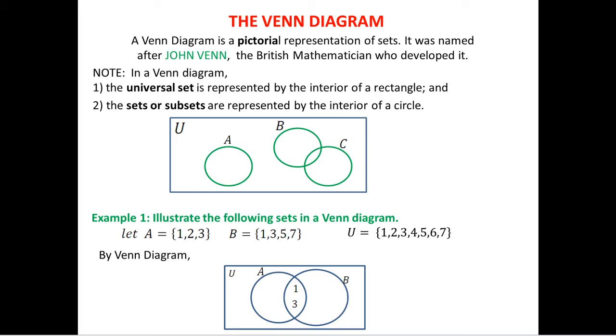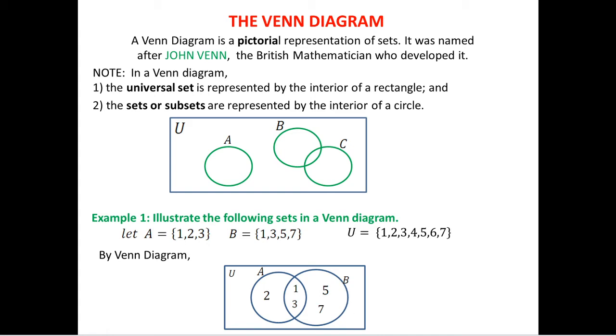And also, set A has the number 2. So we write 2 in set A, which is not part of the intersection. And also, in set B, we still have numbers 5 and 7. Okay, so we write those numbers inside set B, but not inside the intersection. Okay, so this is how we illustrate these two sets in a Venn diagram.